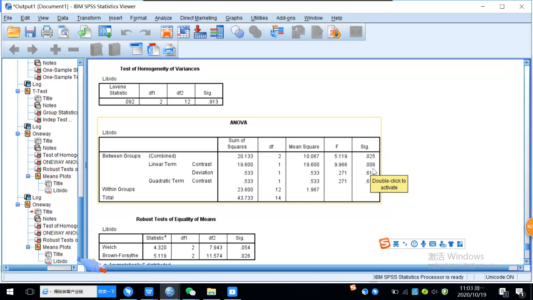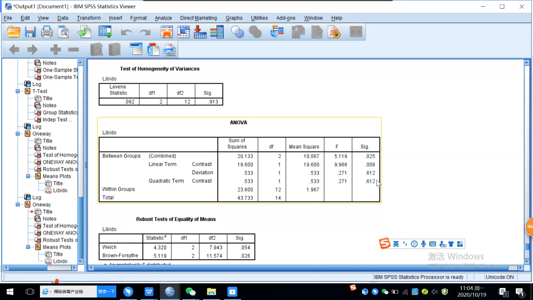So that means the mean has the linear trend. So the linear trend is significant, because the F value is 9.966 and the corresponding significance is 0.008. It's less than 0.05. Therefore, we can say that as the dose of Viagra increased from nothing to a low dose to a high dose, libido increased proportionately. So the linear trend is significant.